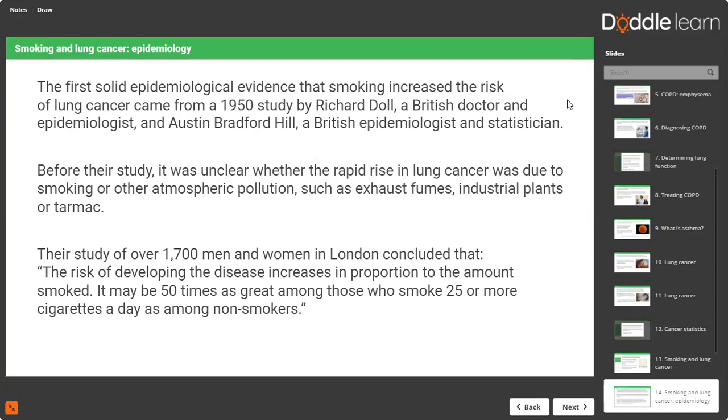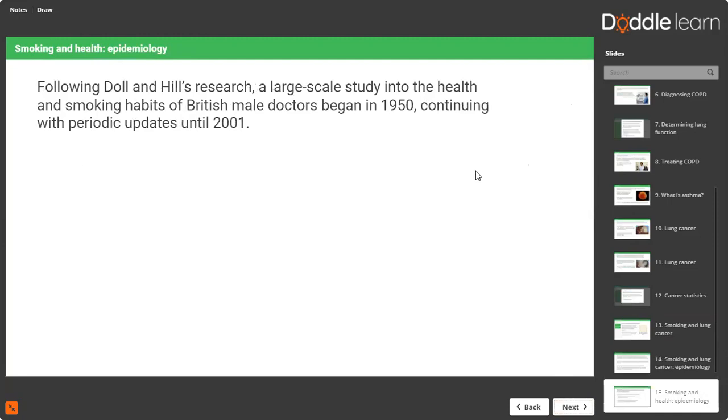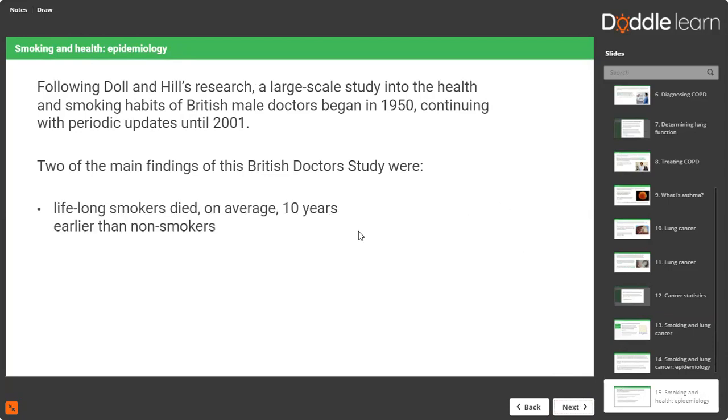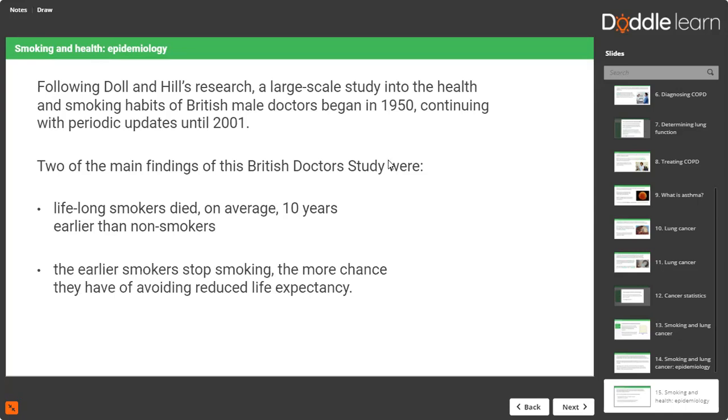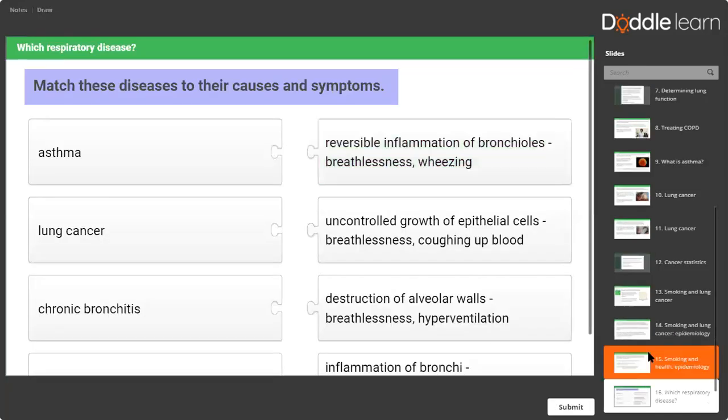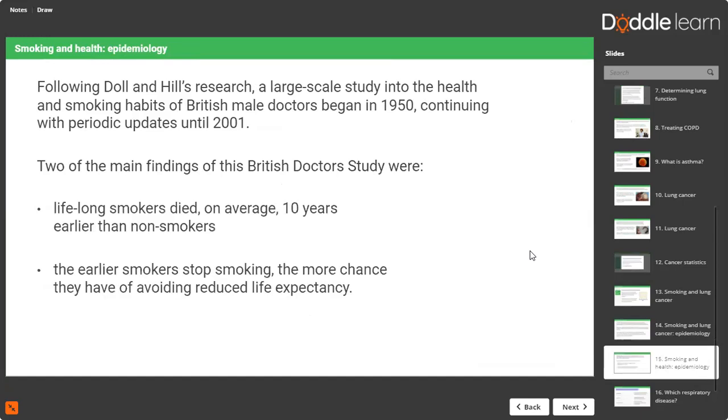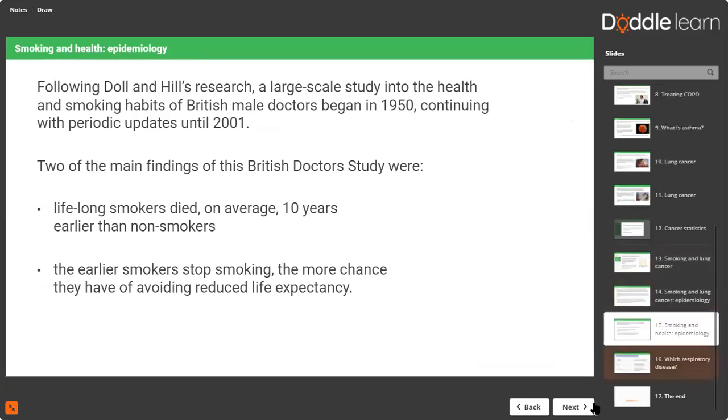So it may be 50 times as great among those who smoke 25 or more cigarettes a day as non-smokers. Following Doll and Hill's research, there was a large-scale study into the health and smoking habits of British male doctors, which began in 1950 and continued with periodic updates until 2001. Two of the main findings were that long-life smokers died on average 10 years earlier than non-smokers, and the earlier smokers stop smoking, the more chance they have of avoiding reduced life expectancy.